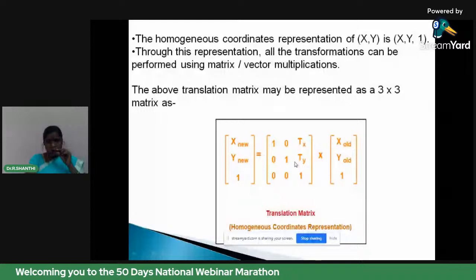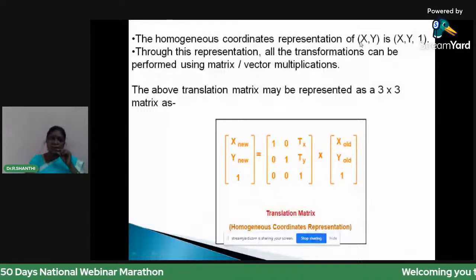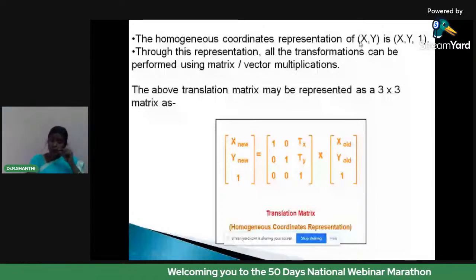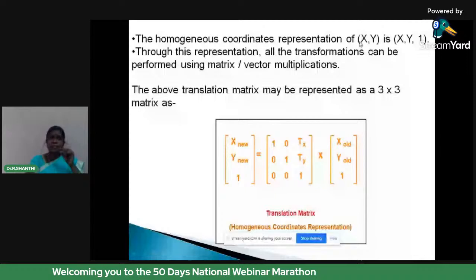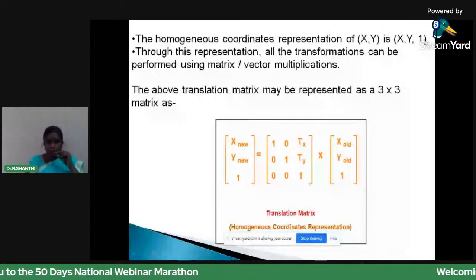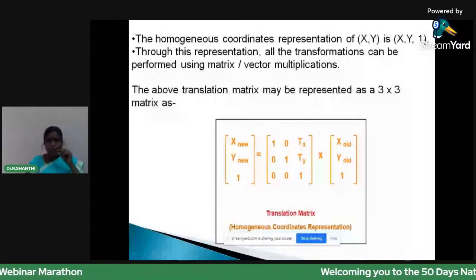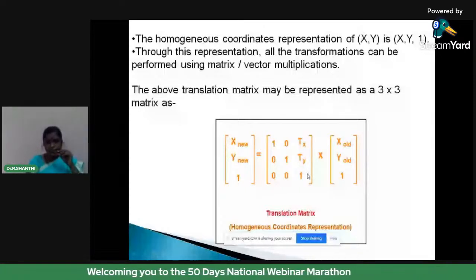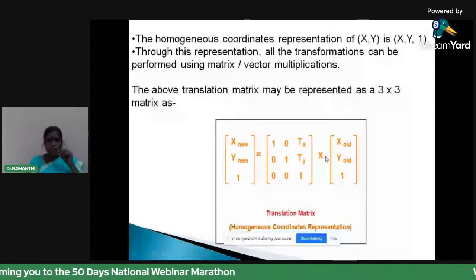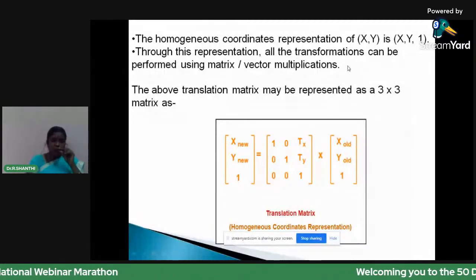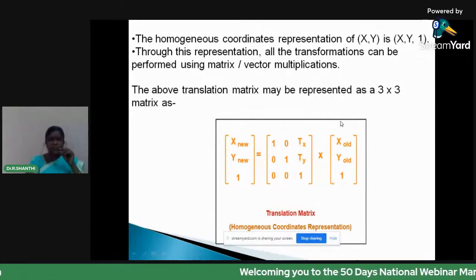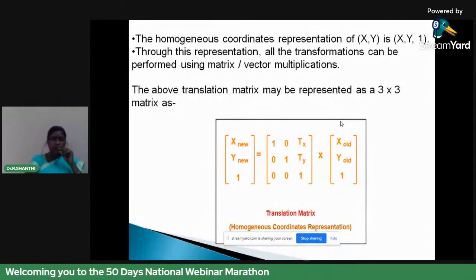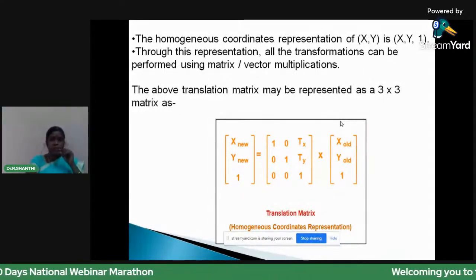So homogeneous coordinates is nothing but, if it is for the XY plane, the output will be X, Y, plus 1. If it is for the XYZ plane, the output will be X, Y, Z, plus 1. That's it, you are adding. The last value you call the homogeneous value. Everything will be performed with the help of multiplication, without disturbing the values. The translation matrix we saw in the previous slide can be represented as 3 by 3, because for the 2D representation we would actually get only a 2 by 2 matrix.